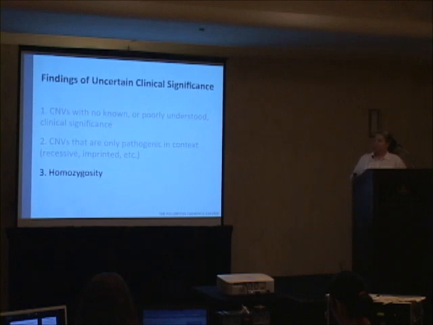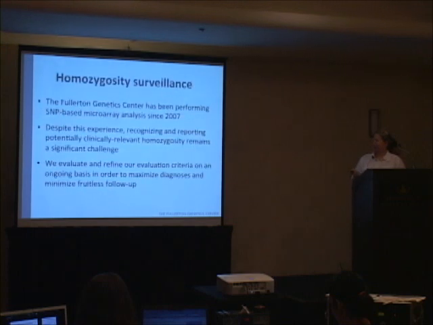Homozygosity. This has lately been my favorite topic because it's new. I think I'm exhausted from CNVs, and homozygosity is kind of something new, and I'm starting to be exhausted by homozygosity as well. We've been using SNP-based arrays since 2007, which you would think would be a nice, healthy dose of experience under our belt, but despite the number of years that we've been looking at these findings, we still aren't sure if our cutoffs are correct or if they're appropriate.